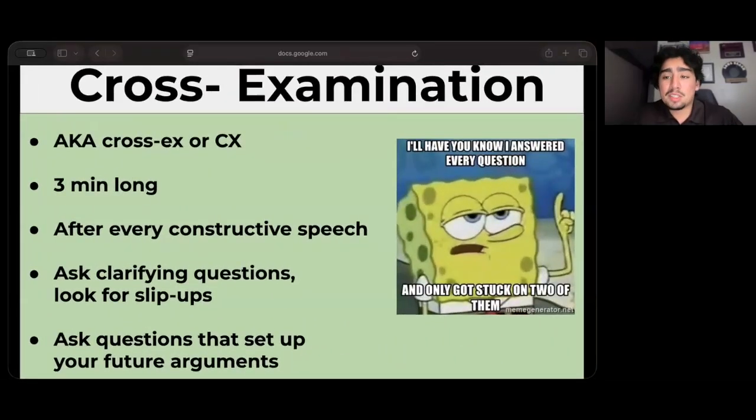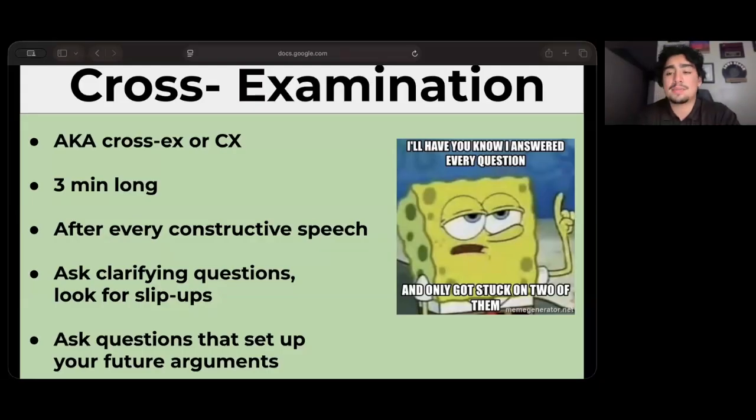Okay, in between every constructive speech, there is cross-examination. It is also known as cross-X or CX, up to you. Again, there's a lot of terms that we shorten down in debate. Hopefully, you just learned them along the way. It's 3 minutes long and it happens after every constructive speech. This is the time where you want to be asking argumentative questions or looking for slip-ups. You should only be asking clarifying questions if you don't know what's going on, but that's a lecture for later.